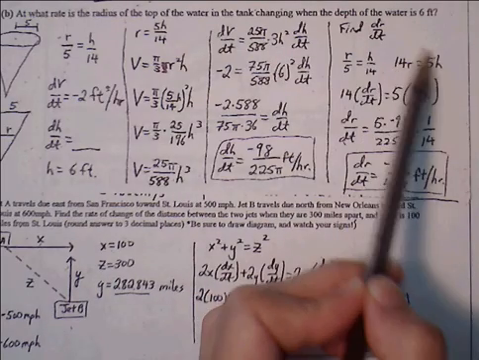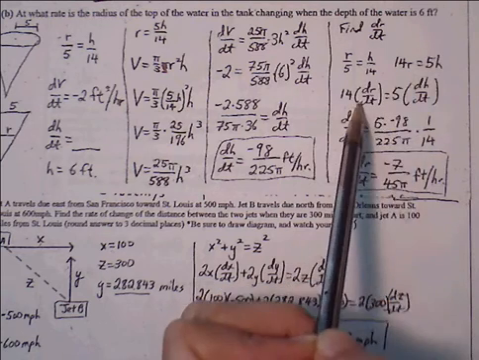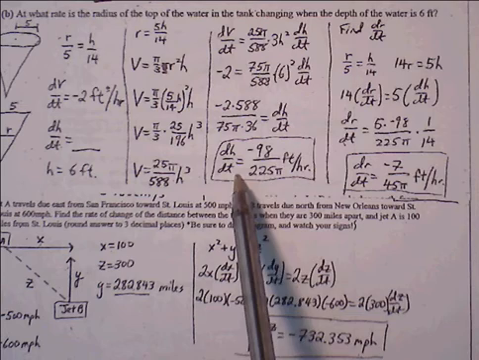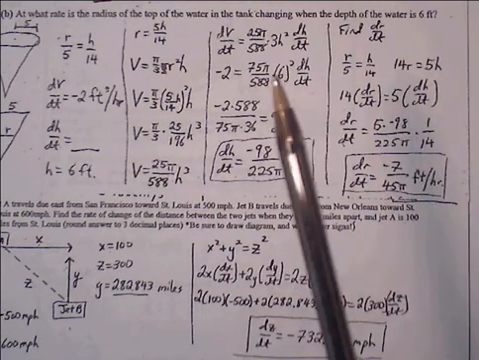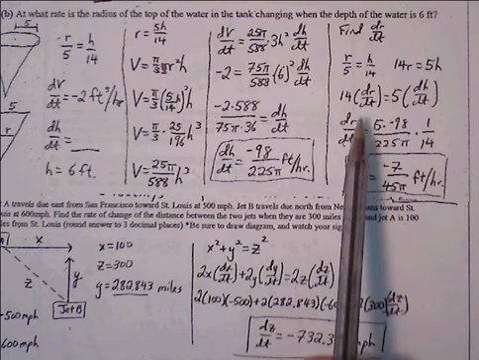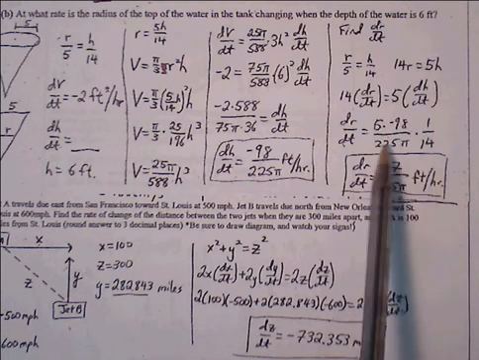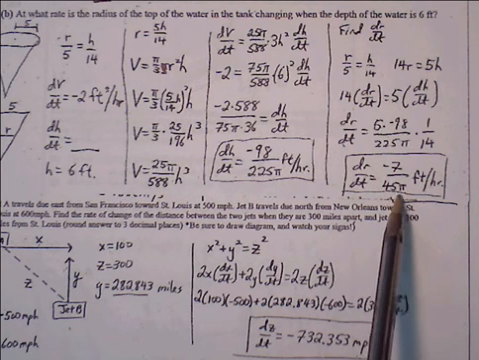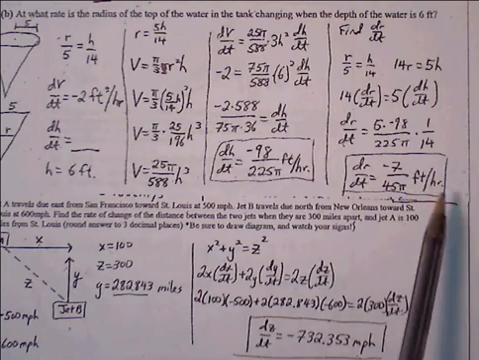And from here, if I find the derivative with respect to time, 14r becomes 14 dr/dt, 5h becomes 5 dh/dt. We just found what dh/dt was, so if I plug this in for dh/dt, then I can solve for dr/dt. So divide both sides by 14, replace dh/dt with negative 98 over 225 pi, and if I clean all this up, I get negative 7 over 45 pi. Again, same unit as dh/dt, which is feet per hour.